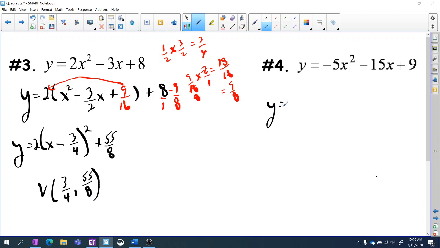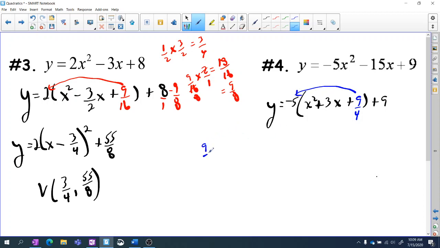So y equals, take out your -5, x squared minus, that's going to actually become positive, right, because it's -15 divided by a -5. So plus 3x plus, we've got a plus 9. All right, half of your coefficient, so half of 3 is 3/2. 3/2 squared is 9/4. That I have to multiply by that.